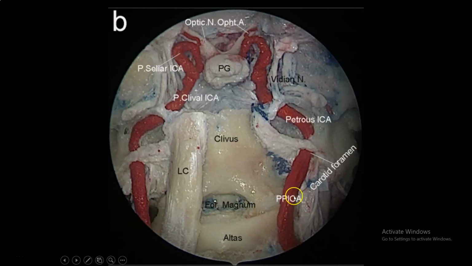Again, the same view, we've seen it before. Paraclival, this is the carotid artery in the neck, and the petrous carotid, posterior loop, and then lateral carotid, and this is forming the lateral loop, which is medial to the trigeminal, and here is the median nerve. Above the median nerve, at the upper third of the clivus, hugging the clivus, below it is a bit lateral, then it continues as the cavernous carotid, then the clinoidal carotid.